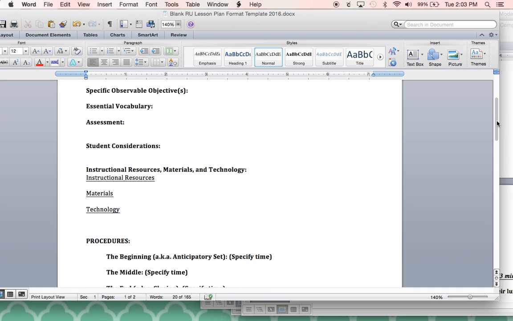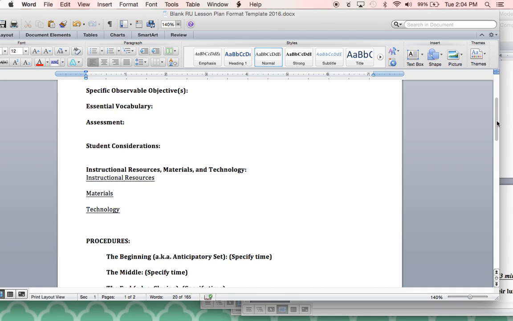Materials are different things such as pencils, markers, tape, glue, board games, whatever you need for your lesson to be completed, and what kind of things that your students will be needing. So if they need to use their eraser or if they'll have to use scissors and glue, make sure you complete that in the materials portion.